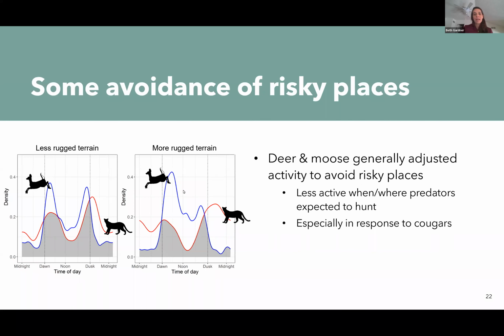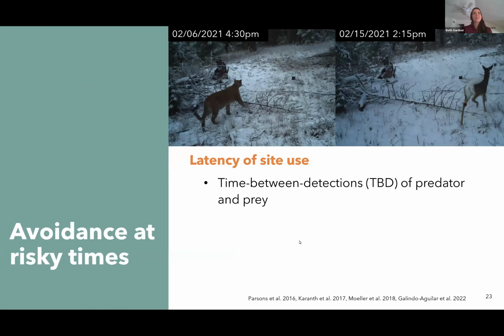And you can see deer became more active in the day when the cougars were less active. And we saw that for both deer and moose, that they generally adjusted their activity to avoid what we called risky places. And this was particularly in response to cougars. The next thing we looked at was what we call the time between detections.